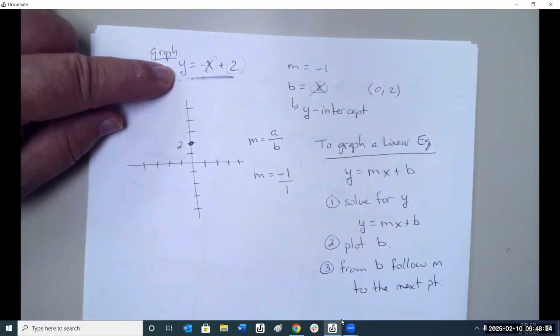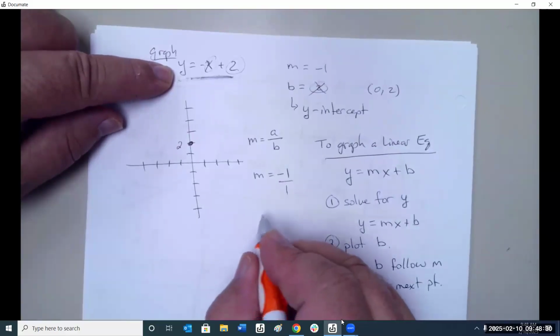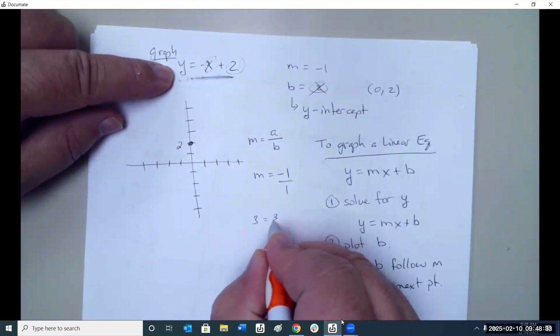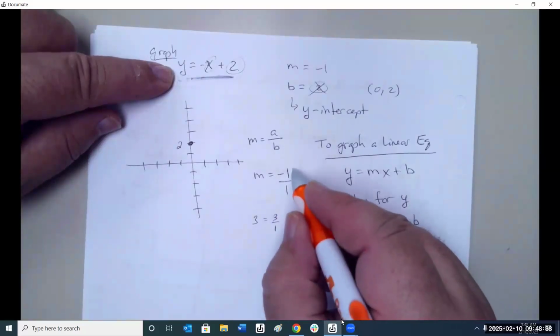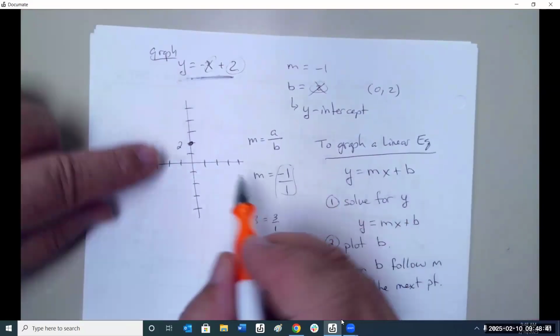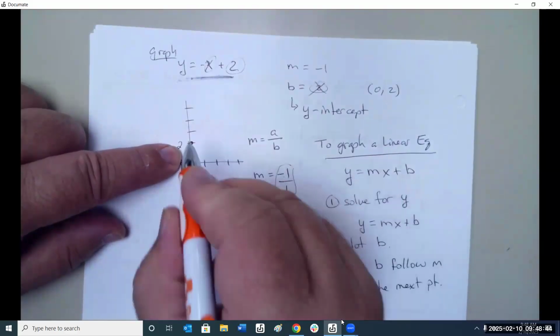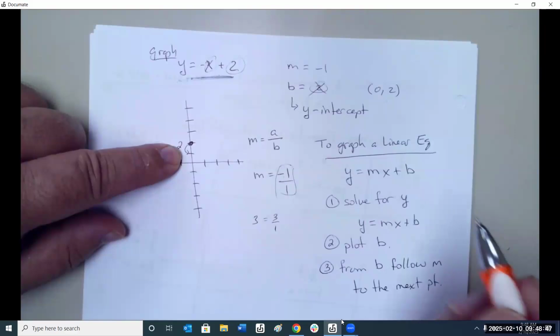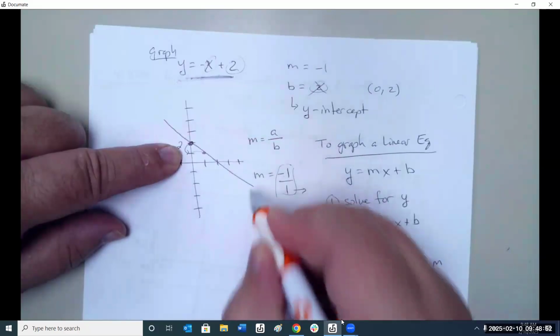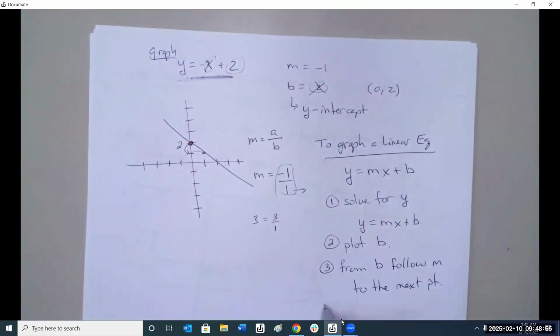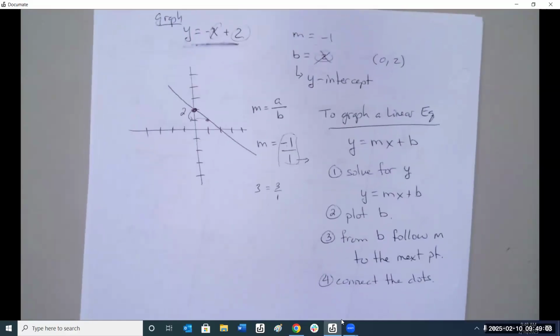Every number is a fraction. Every number is a rational number. 3 is the same thing as 3 divided by 1. So what does this tell me in my slope? So from this point, it's negative, so I go down 1, then over 1, and connect the dots. There's my graph. That's all you have to do.